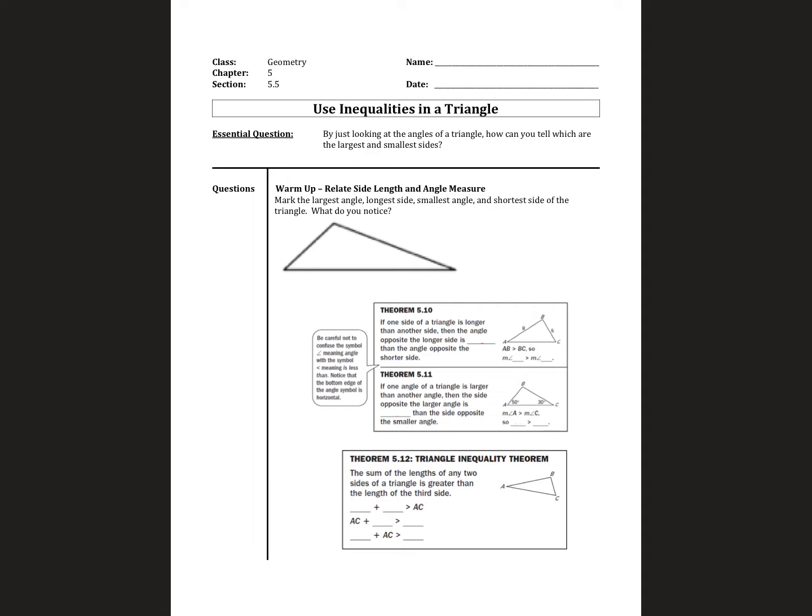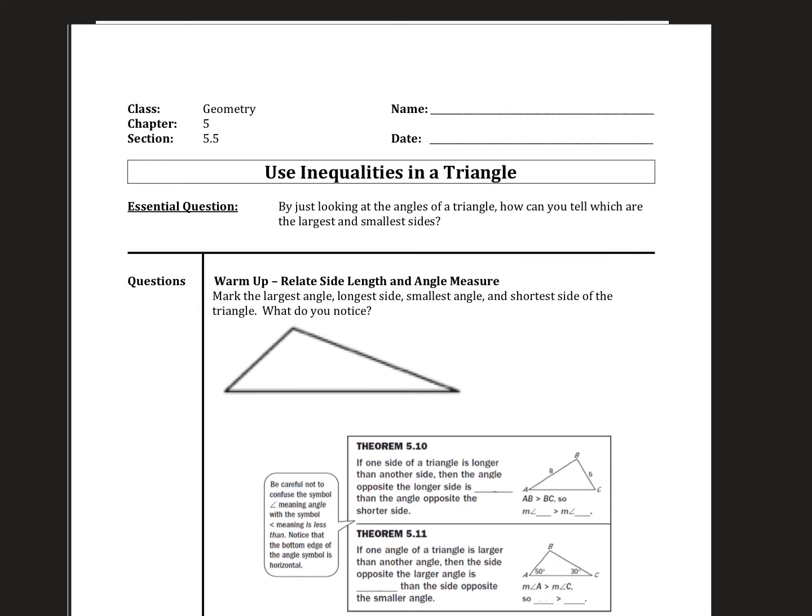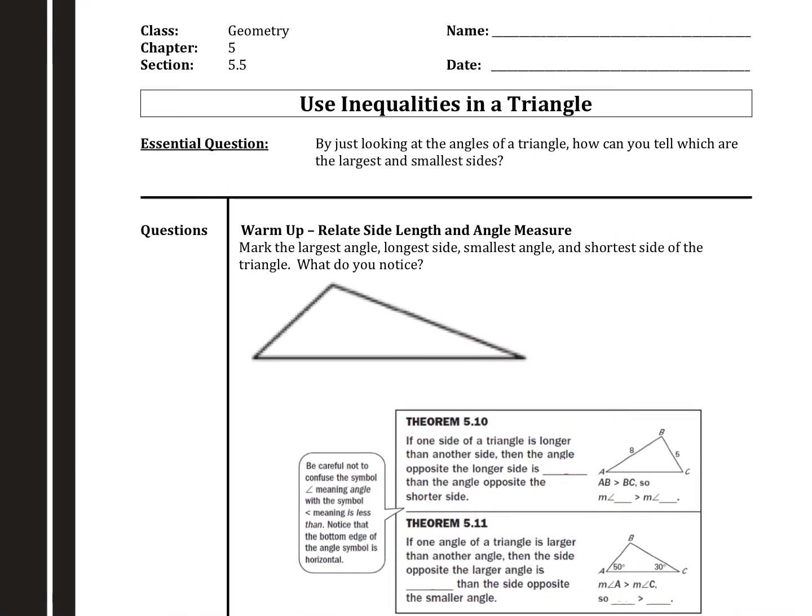So let's read. The name of the lesson is use inequalities in a triangle. Our central question is, by just looking at the angles of a triangle, how can you tell which are the largest and smallest sides? So we have a warm-up here. It says, relate side length and angle measure. Mark the largest angle and longest side, smallest angle and shortest side of the triangle, and what do you notice?